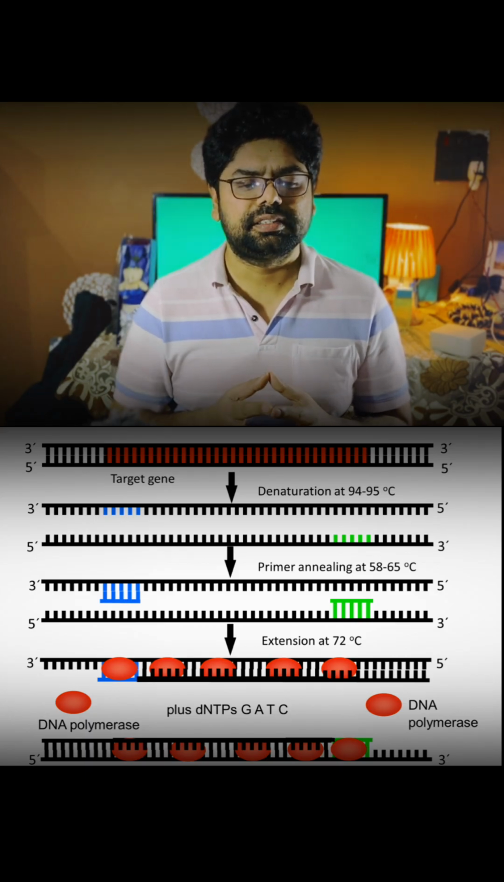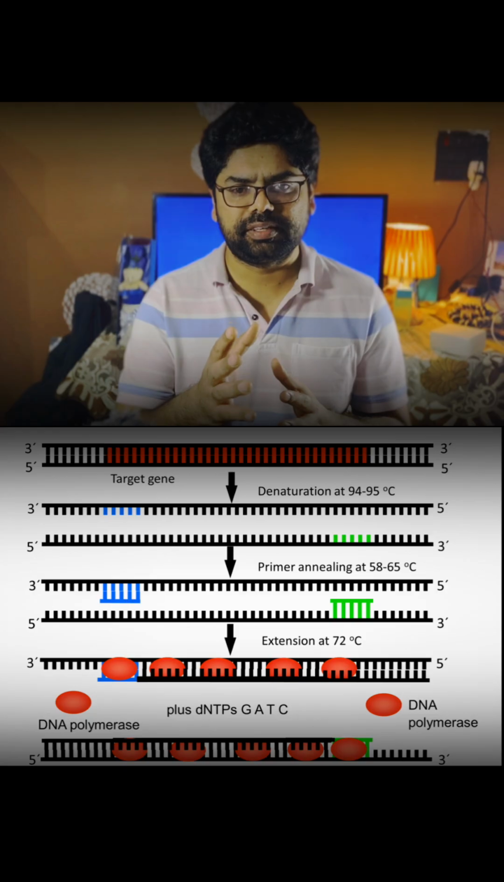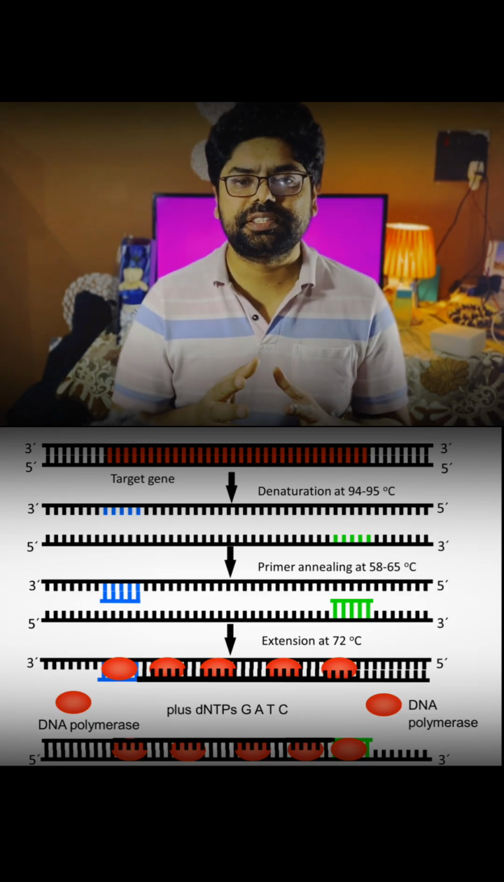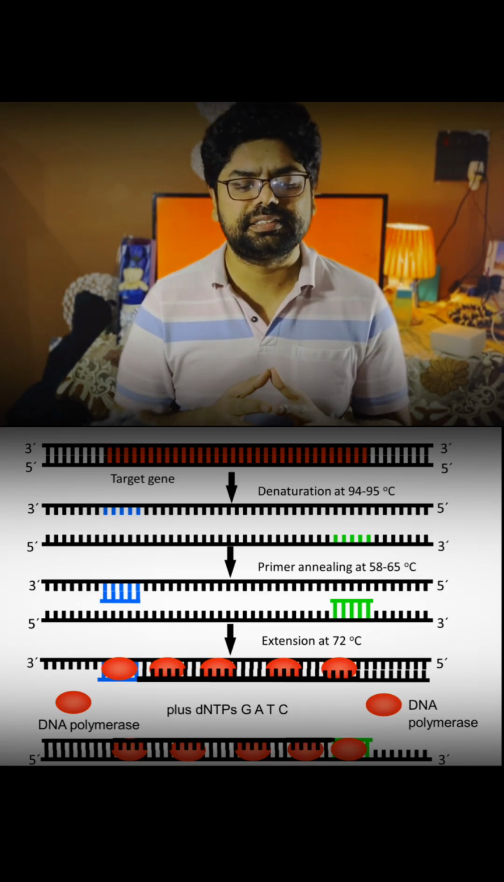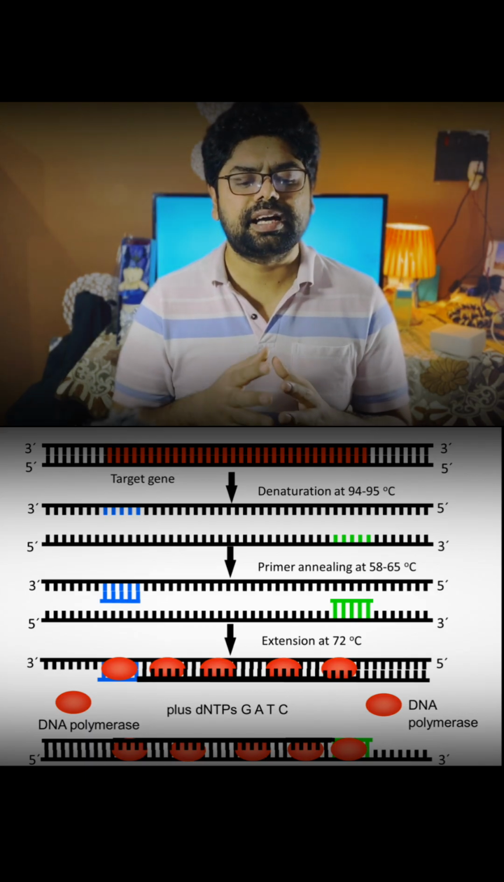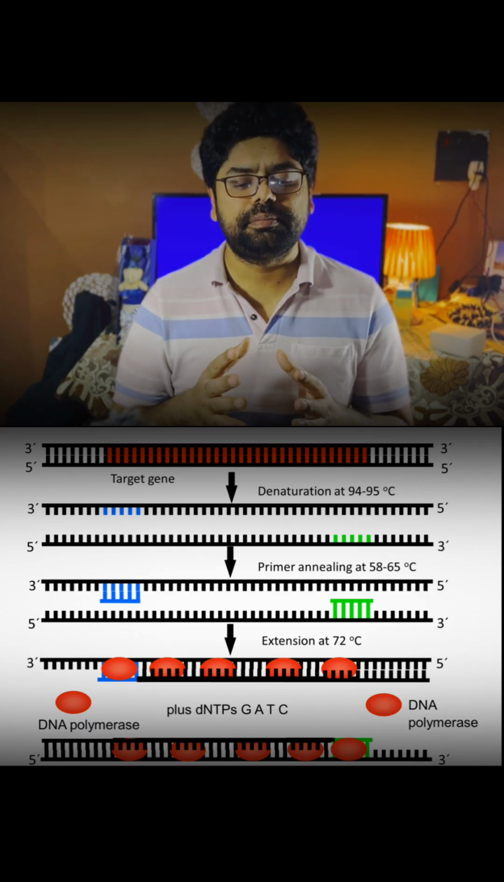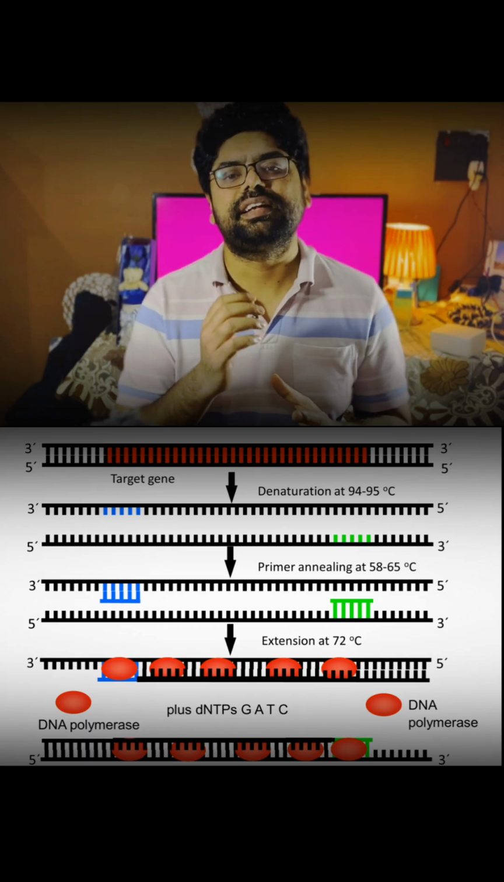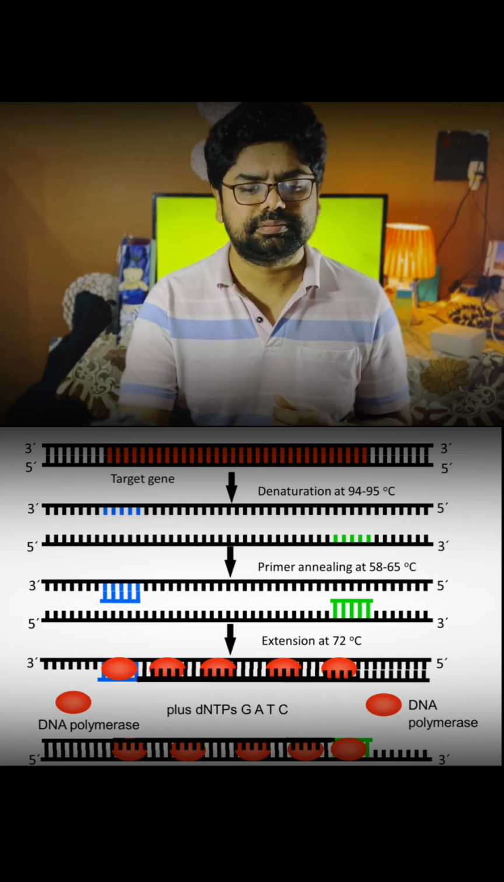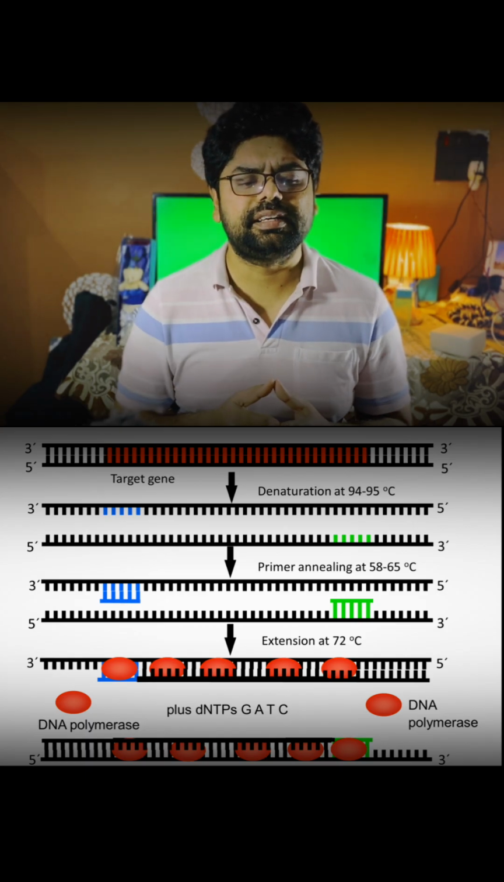Step 1 is denaturation. The first cycle event is denaturation, heating the reaction mixture to 94 to 96 degrees Celsius for 30 seconds. DNA melts by disrupting the hydrogen bonds between bases, yielding single-stranded DNA so that primers can bind there.